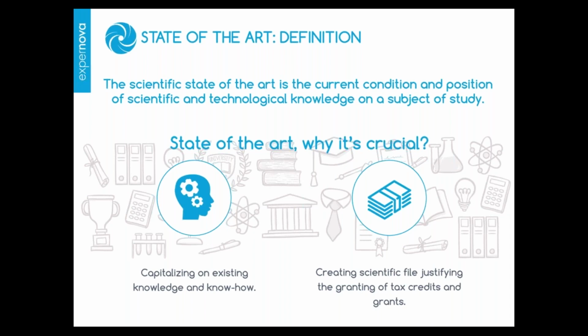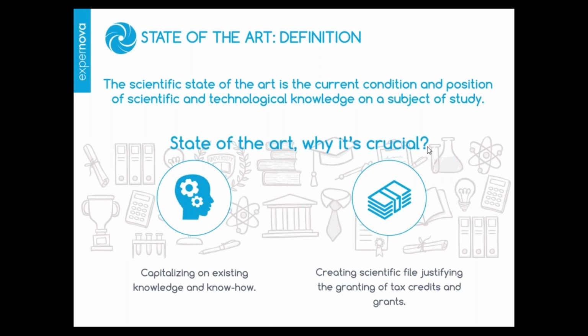What is a state of art? The scientific state of the art is the current condition and position of scientific and technological knowledge on a subject of study. The state of the art is a fundamental step in the research process. It allows researchers for a given problem to have a global vision of accessible knowledge.